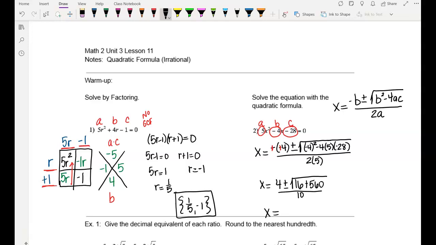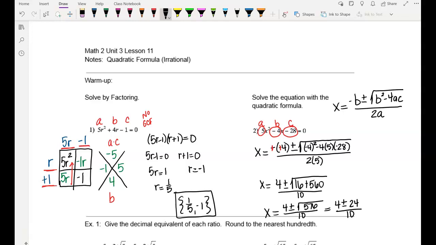So x equals 4 plus or minus the square root of 16 plus the 560, which is 576, divided by 10. The square root of 576 is 24. So 4 plus or minus 24, divided by 10.